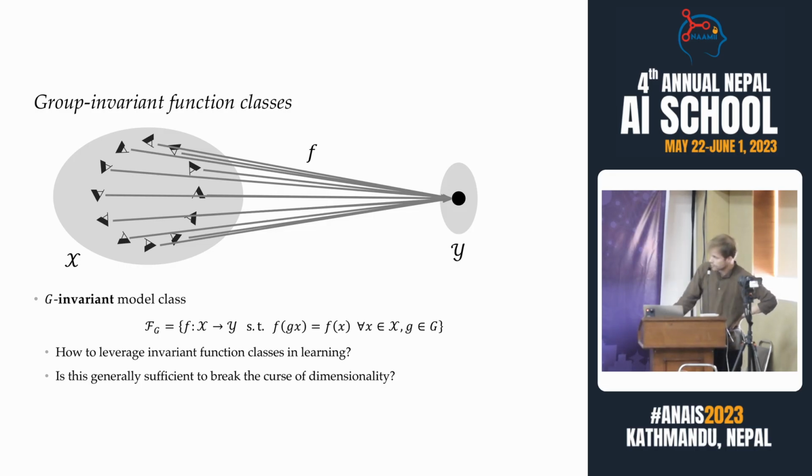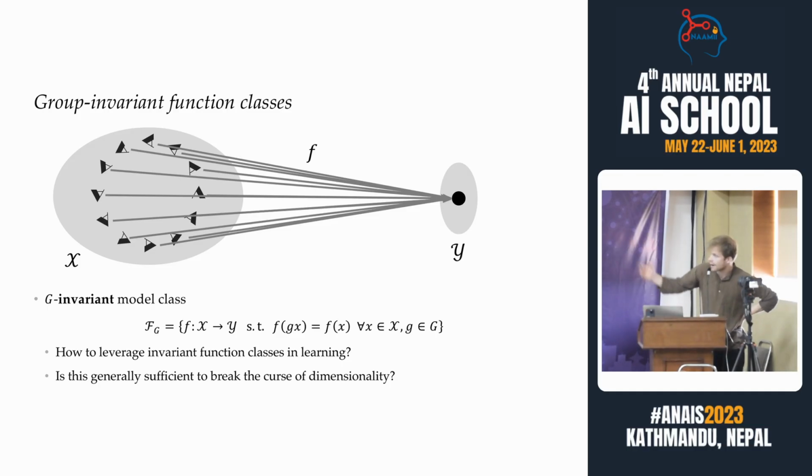So this is kind of a summary. We can call this group invariant function classes. I will introduce what a group is later, but basically you have this orbit, and you want your function to be constant on it. The way we're going to do this is to ensure that all our models are already invariant to this. So there's no need to learn this invariance.